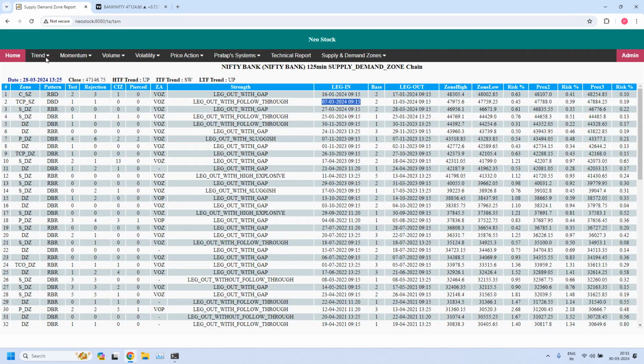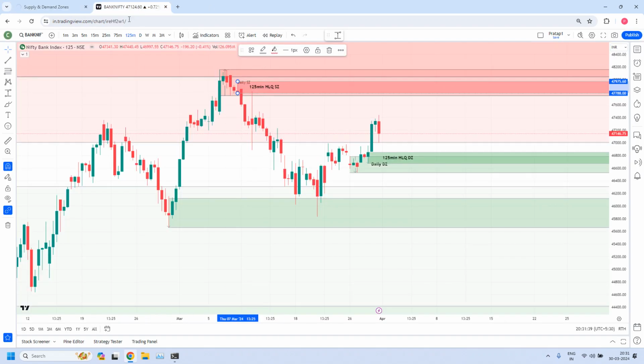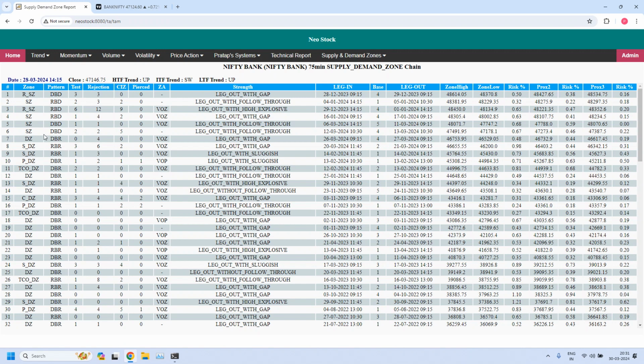Okay, now I am shifting to the 75 minutes time frame. Let me generate the chain. Here I will change the time frame. Okay, the chain is ready. Now, what are the immediately available 75 minutes demand zone and supply zone? The 6 and 7 are the immediately available demand and supply zones.